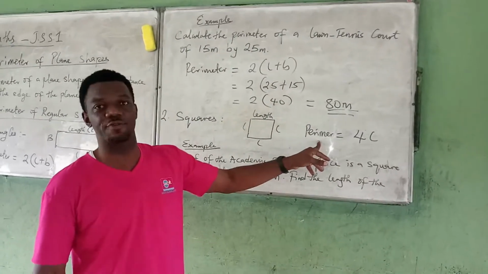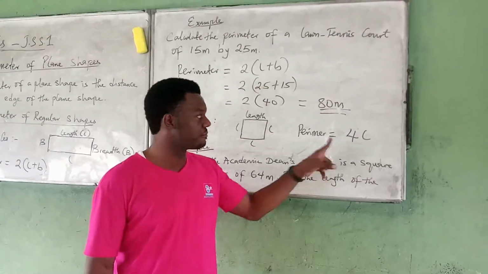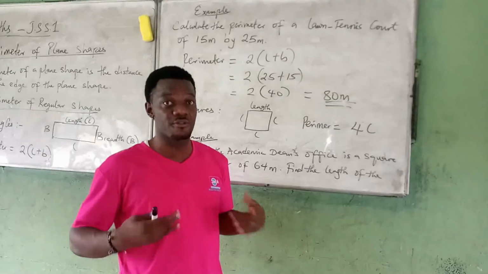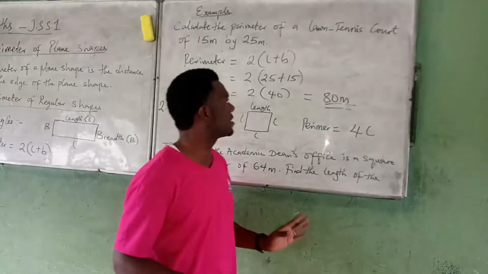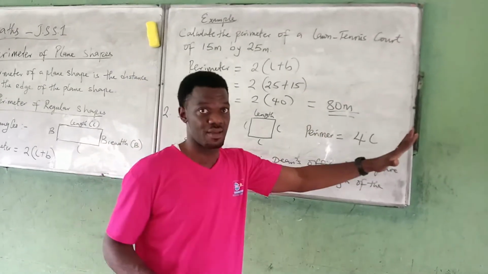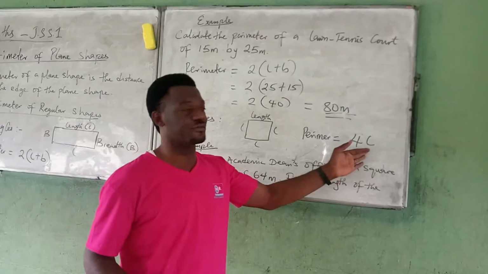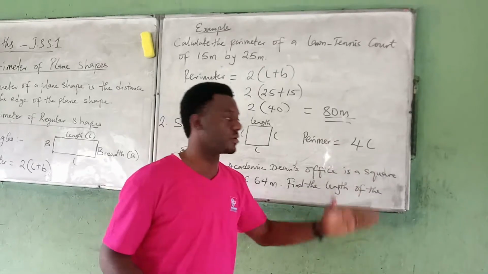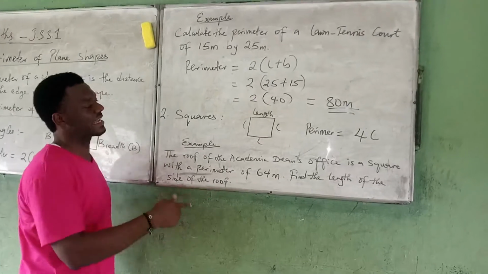And so the formula for the perimeter of a square is 4L, meaning 4 times the length. You get it? So that's the formula. 4L means 4 times the length. That's how you get the perimeter. So remember, for the rectangle it is 2 brackets L plus B. So you have to add before you multiply. But in the case of the square, you just multiply the length by 4. So we do this example.